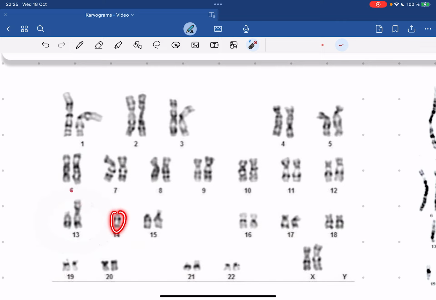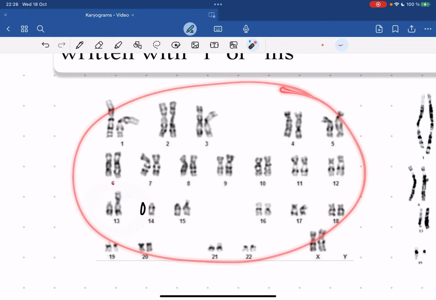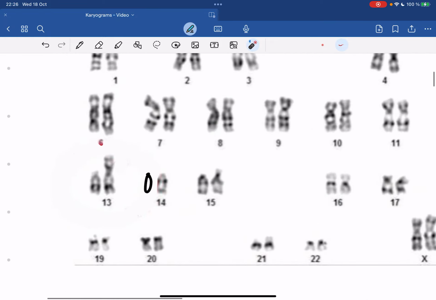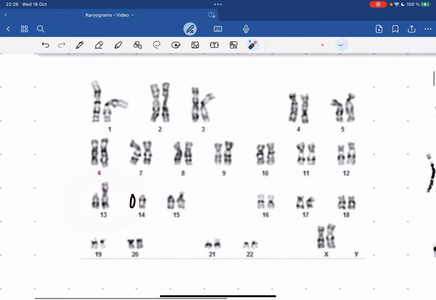Also, 14 is missing. There should be another one right here. I don't know why it's missing, but just imagine that there is one right there, right? I know why it's missing, because this is supposed to be Robertsonian, but please ignore that this is actually a Robertsonian and just imagine that this chromosome exists right here. So what do we have here? We actually have an insertion right at chromosome pair number 13.